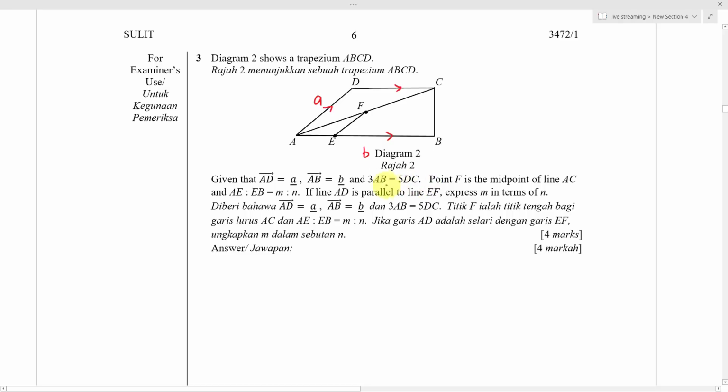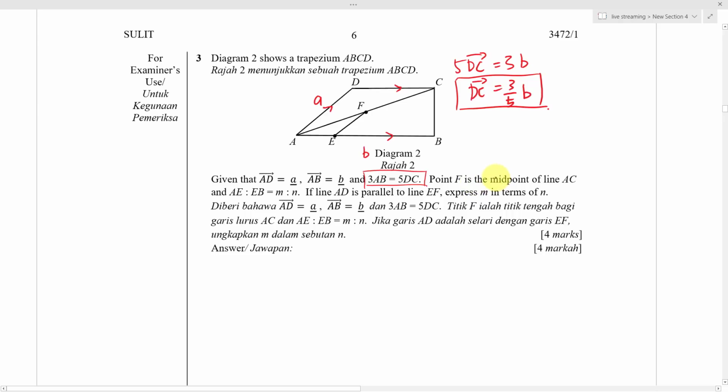5DC equals 3AB. So from this equation, I can get my DC. I'm just trying to solve it first. So 5DC will equal 3AB. My AB is just B, right? My AB is B, we have it just now. So my DC is basically 3/5 B. Alright, I'm going to save this information, maybe I need to use it later. So DC is just 3/5 B.